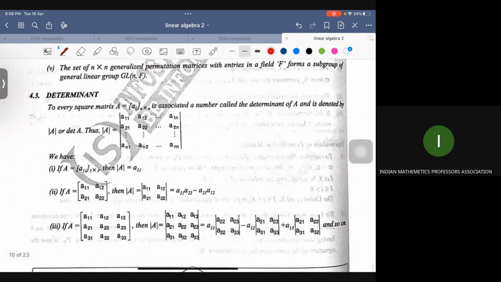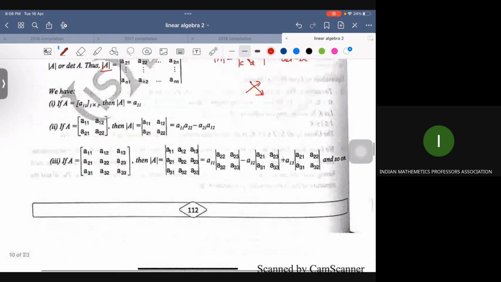Next, determinant. So, how do we find the determinant of a matrix? We denote the determinant of A like this. For example, let us take A is equal to a, b, c, d. The determinant of A is nothing but this, the determinant for a 2 by 2 matrix: multiplying the principal diagonal elements and subtracting the non-diagonal ones, ad minus bc. This ad minus bc is given here as A11 into A22 minus A21 into A12.